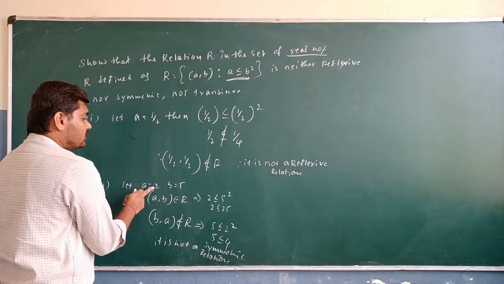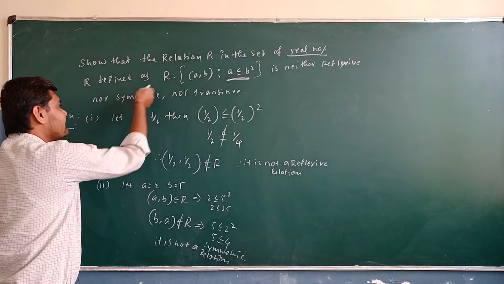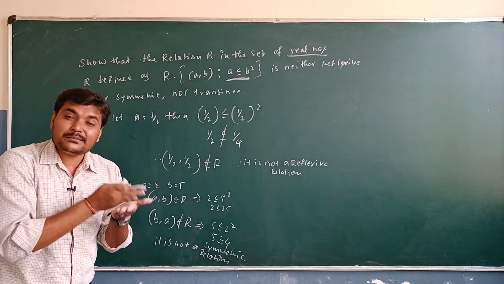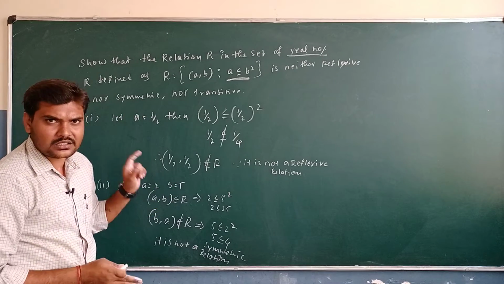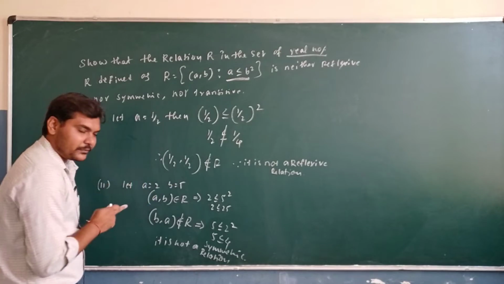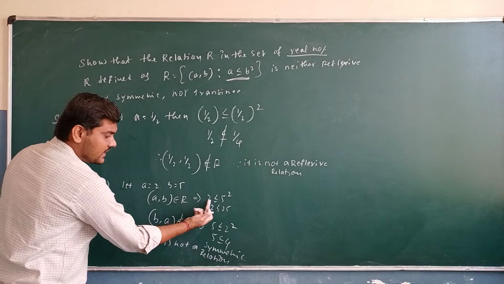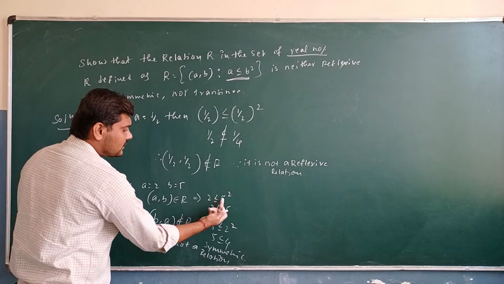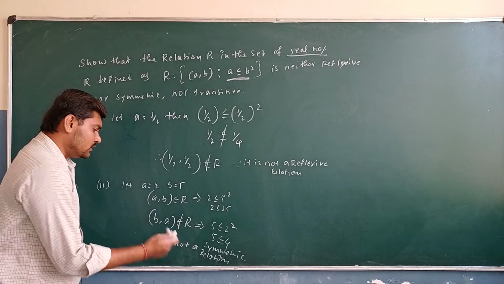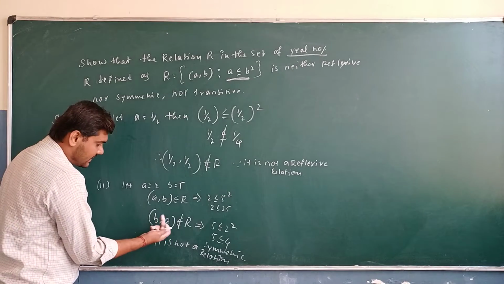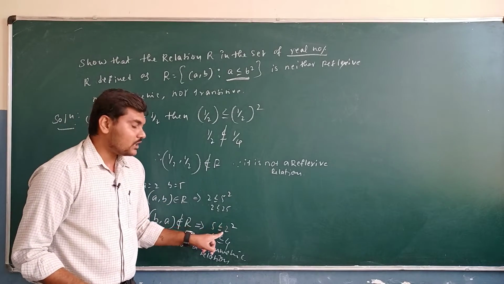I am taking a is equal to 2 and b is equal to 5 just to show that the relation R is not symmetric. To show that, we choose some elements, a is equal to 2 and b is equal to 5. To verify (a, b) belongs to R, 2 is less than or equal to 5 square, and the value 2 is less than 25. Yes, this property is satisfied. So what about (b, a)? Here (b, a) does not belong to R, because 5 is not less than or equal to 2 square.